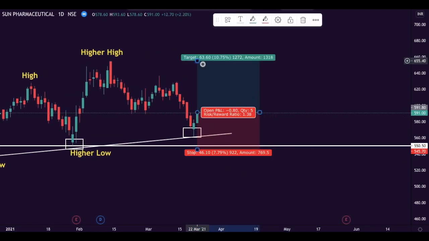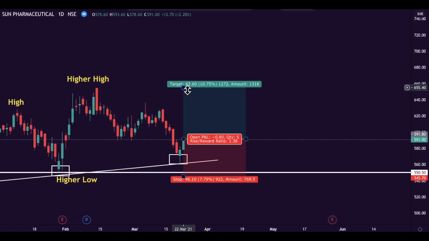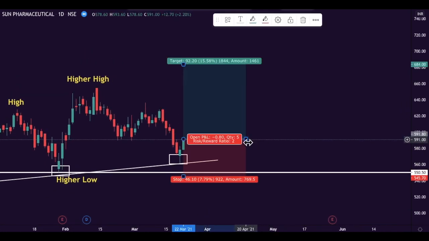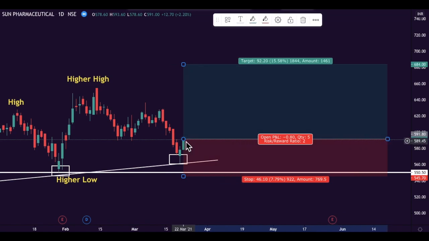People who want to exit the trade quickly can exit at the previous high. But people who want more risk reward can exit the trade at 1:2 risk reward. So this is my 1:2 risk reward. Basically our entry was here, our stop loss has to be below the higher low, and our target can be 1:2 risk reward or the previous higher high. Now let's see how the market movement happens.